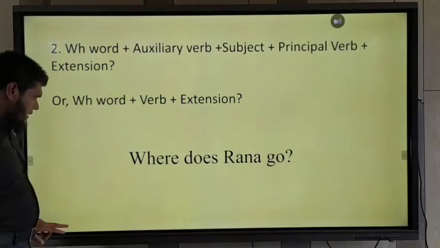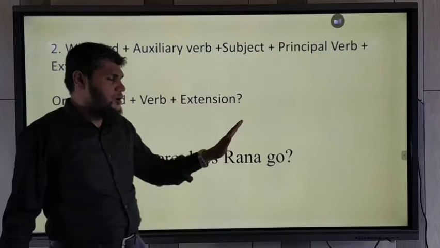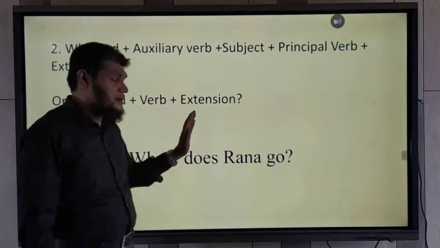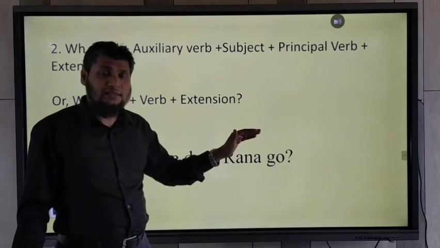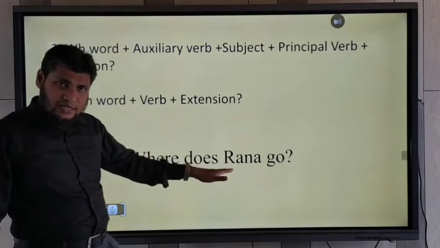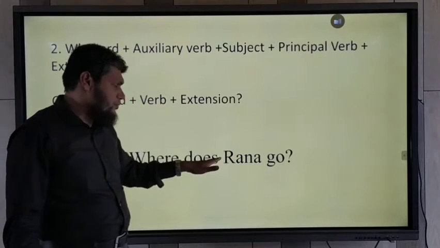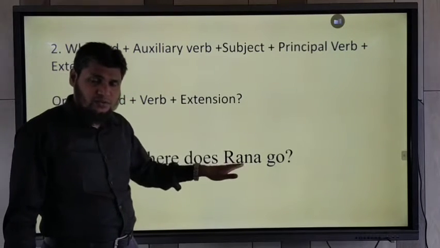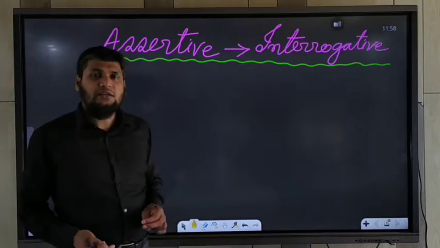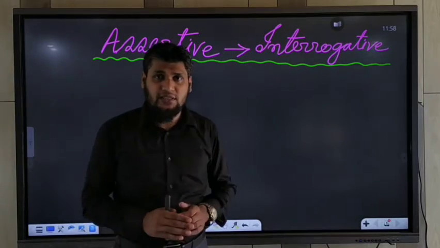But in this example, where does Rana go? Where refers to the place. Here where is used to ask about the place. So that's why the subject is used here. And if you use the subject, you should use the auxiliary verb before the subject. Understand? Okay, my dear students, now we'll practice how to change assertive sentences to interrogative sentences.